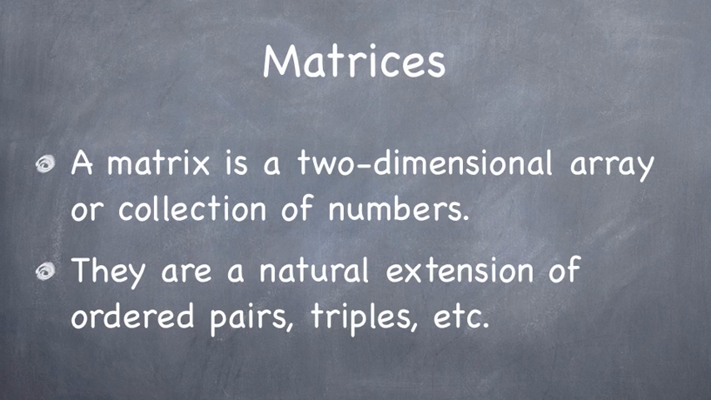A matrix is a two-dimensional array of numbers, or a two-dimensional collection of numbers. Basically, think of your ordered pairs, ordered triples, and so on, that we've talked about so far. Think of those as one-dimensional things. We just have a straight line of numbers. Now think of it as a rectangular collection of numbers. That's what a matrix is.